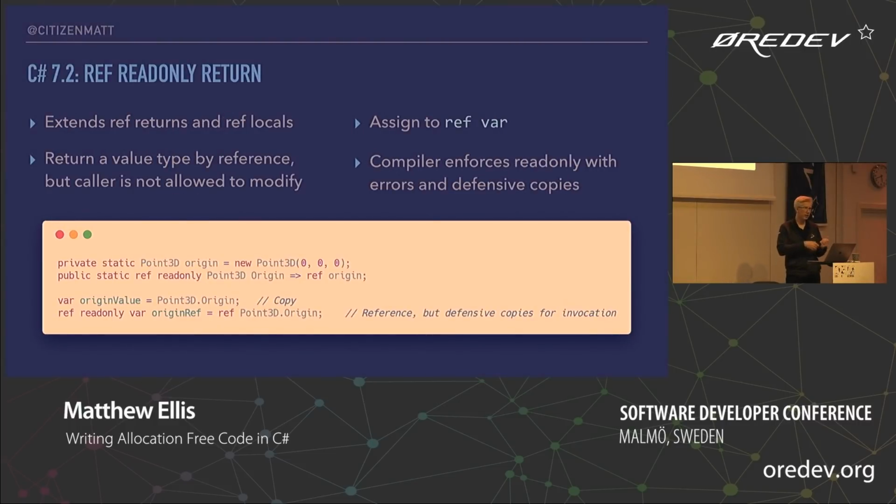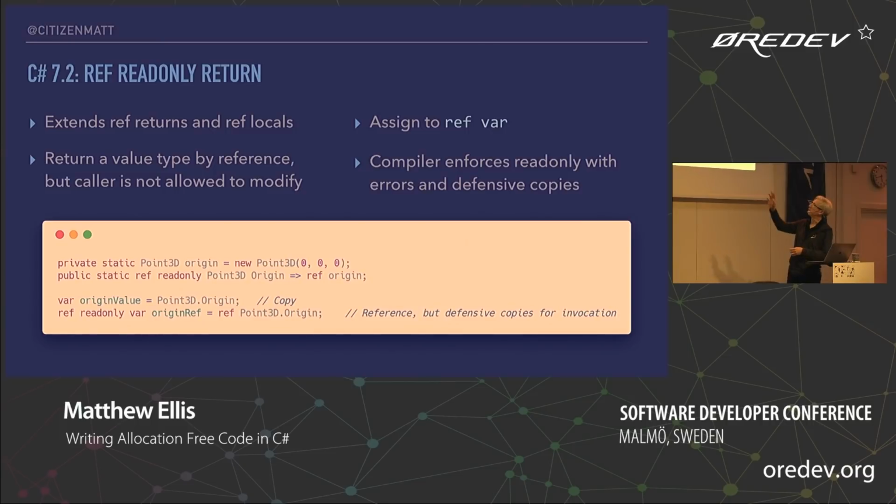Okay, so things are good there. We've got some immutability going on, but we've still got copies and things happening. And so we can pass things around by reference, but we've still got copies, and we want to reduce that. That's the whole point, that we don't want these. So we've got another feature then, which is the ref readonly return. And this extends ref returns and ref locals by telling us that we can't modify it. So this is an interesting one here, because we're returning a value by reference, but the caller is not allowed to modify it. So we can assign to a ref variable here, and the compiler enforces read-only again with errors this time, and also defensive copies.